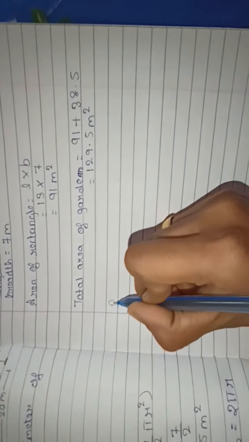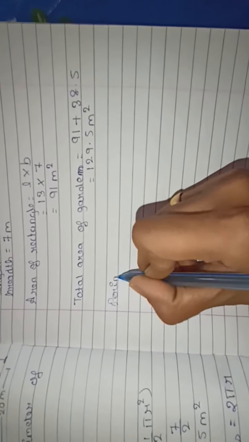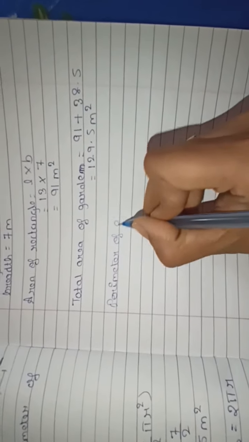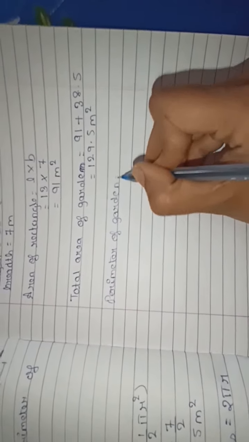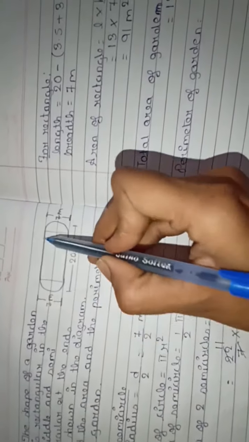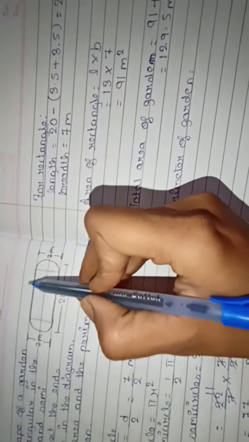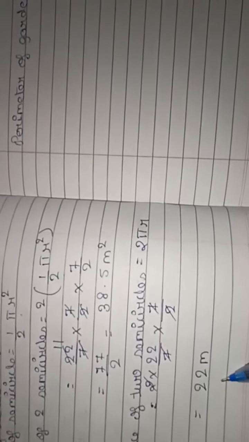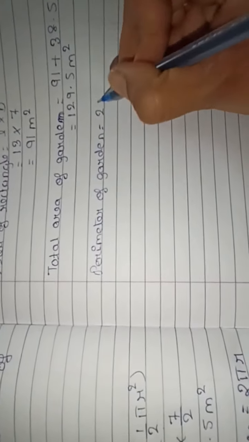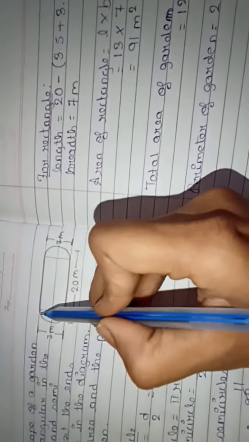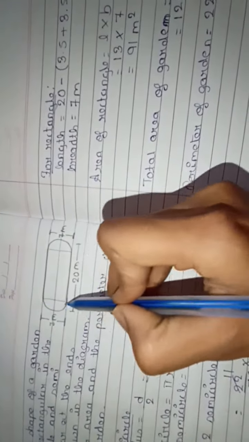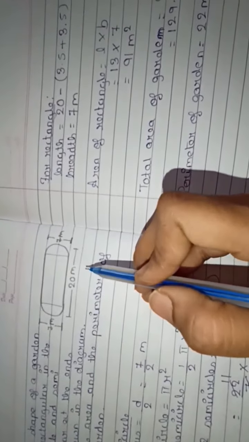Now we have to find out the perimeter of the garden. The perimeter of the garden means the sum of all the boundaries, right? This length and this length we know, we found them as 13 meter, so this will be 13 and this will be 13. And what is the perimeter of the semicircles? We found the circumference, that is 22 meter. So we add all these lengths, and that 22 meter is the combined circumference of these semicircles. And what is left to be added for the perimeter?